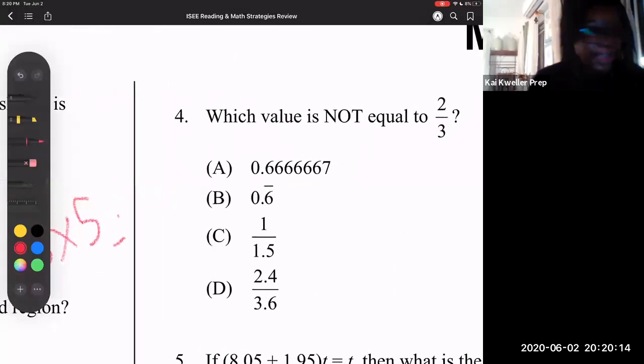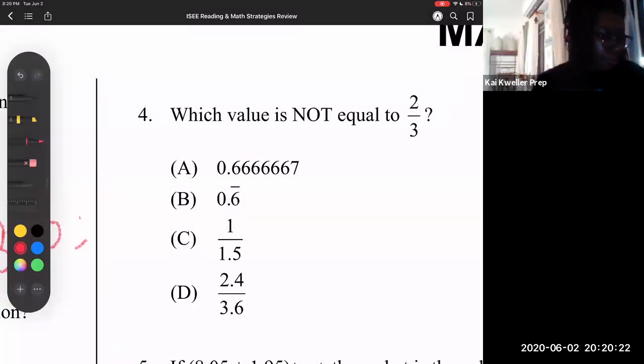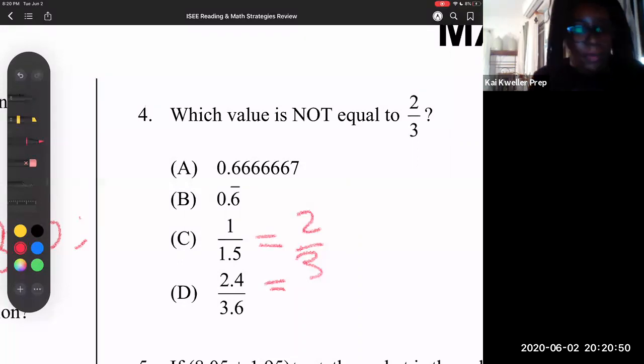Number 4. Now this one right here is a real trick. Which one is not equal to 2/3? We'll start with this. 1.1 divided by 1.5 is equal to 2/3, because it's a simplified version of that. It's a lower version of 2/3. So they're equal to each other. Same thing for 2.4 and 3.6. So these two are equal to each other.